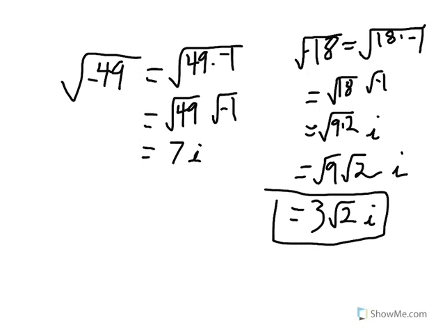So you can see that whether you're reducing with a positive or a negative, you still want to make sure that all of the numbers underneath the radicals are prime, or they can't be reduced any further.